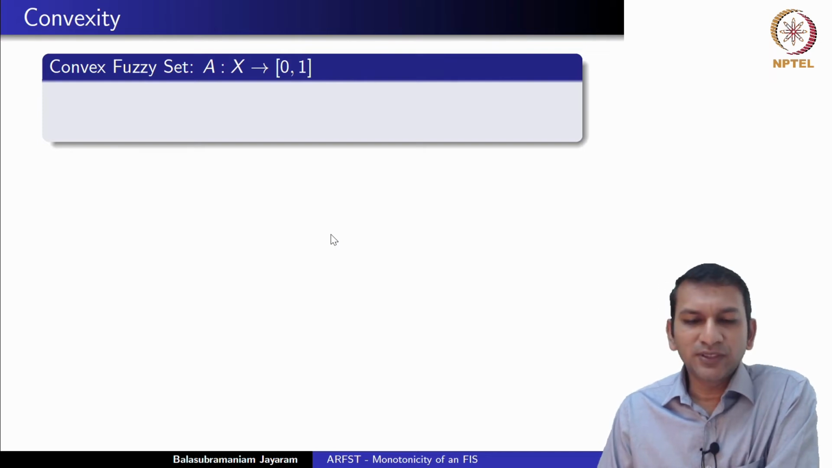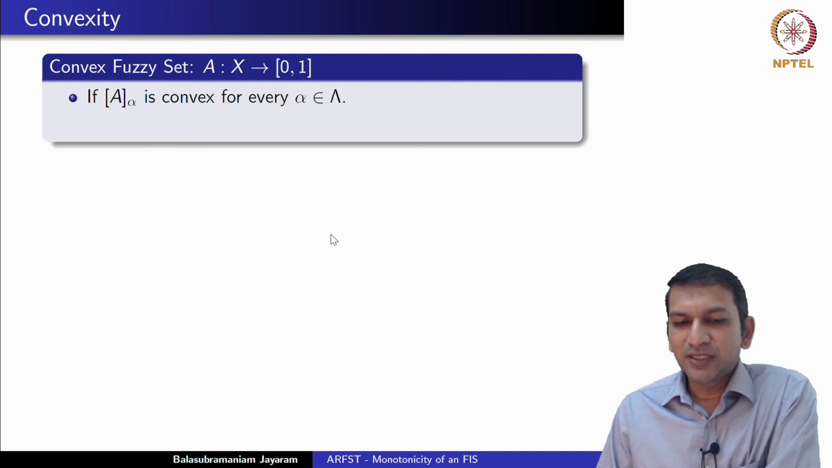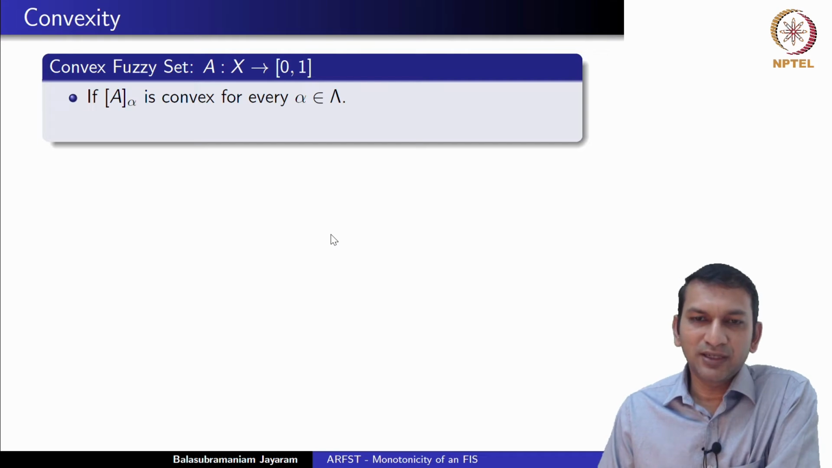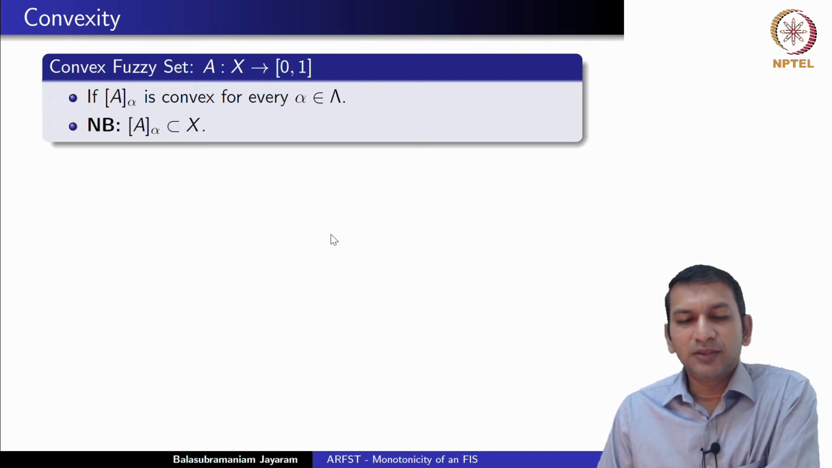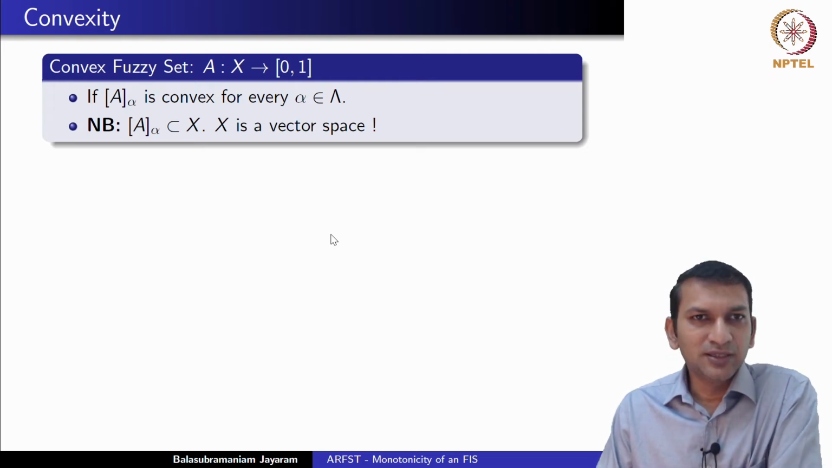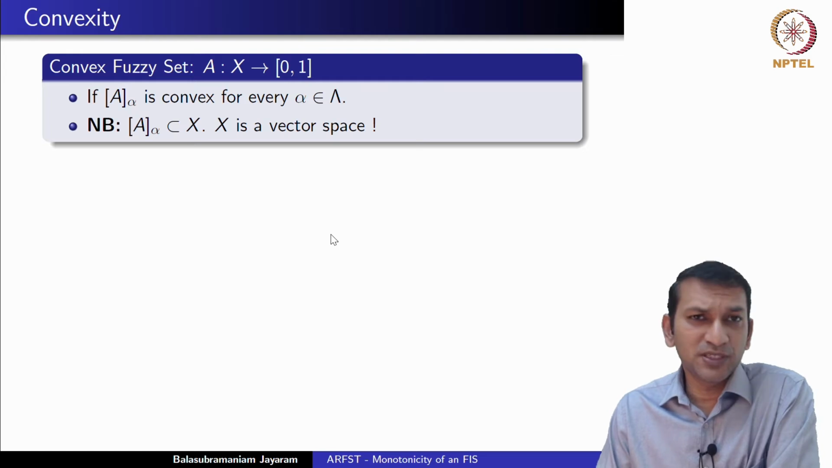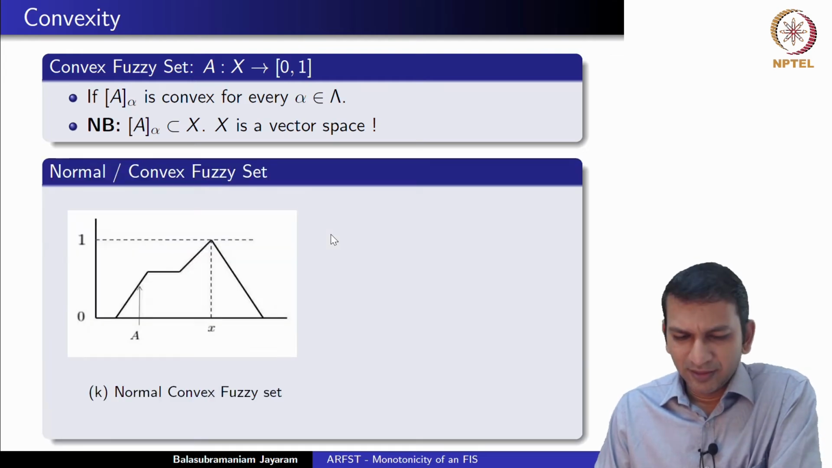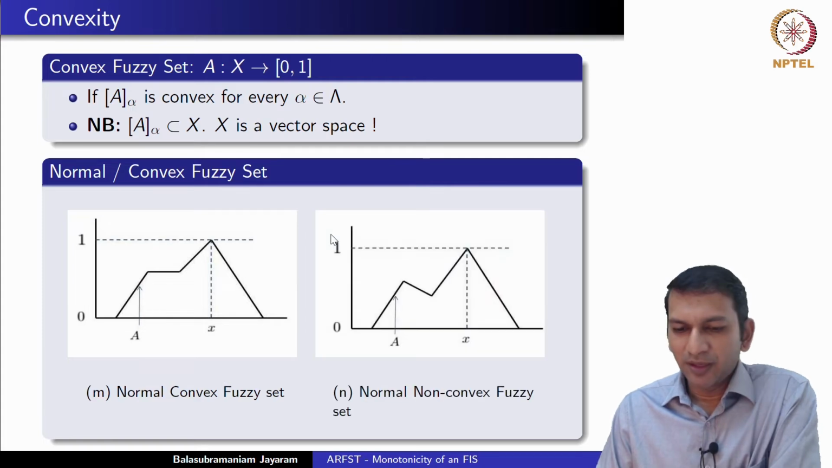We have seen what a convex fuzzy set is. A fuzzy set is said to be convex if every alpha cut is convex. Note that an alpha cut is a subset of X, which means we need some kind of convexity on X, and typically X is taken to be a linear space, a vector space. So this is an example of a convex fuzzy set which is also normal, but convex fuzzy sets need not be normal, nor are normal fuzzy sets always convex. This is an example of a normal fuzzy set which is non-convex.